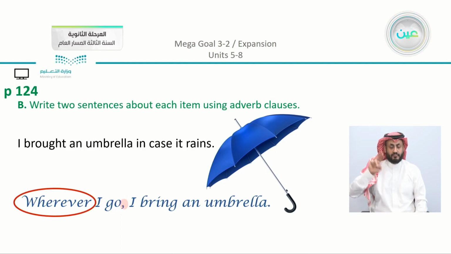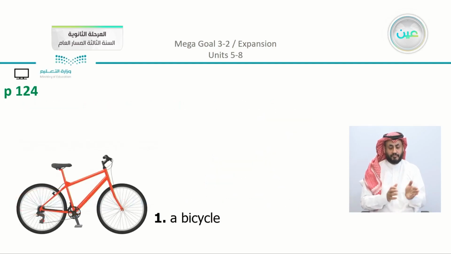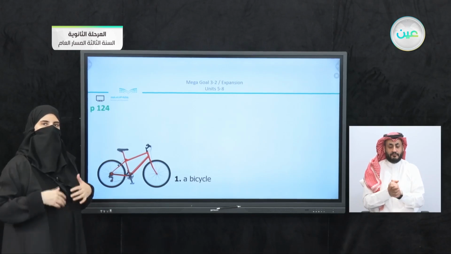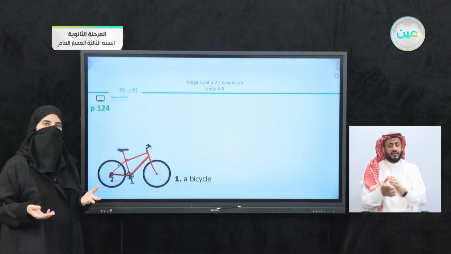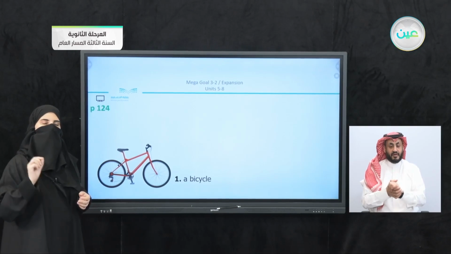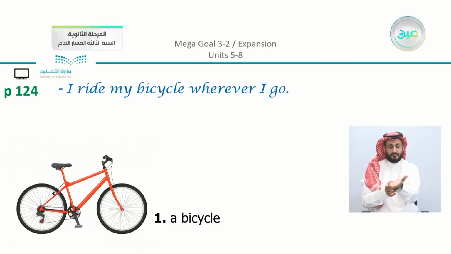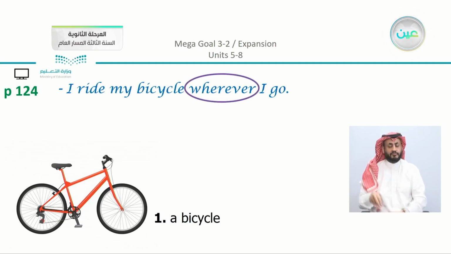We are going to start with our exercise. Now, number 1, there is a bicycle. You can write any sentence you want, but you must use a conjunction. So let's just write, for example, I ride my bicycle wherever I go.